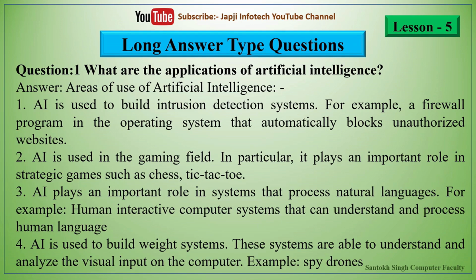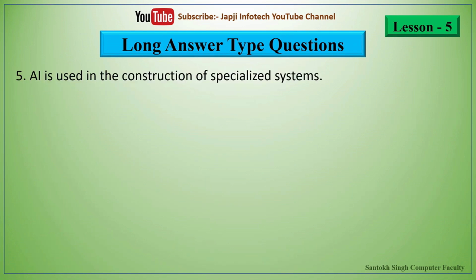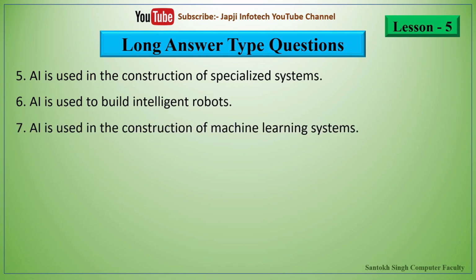And third, AI plays an important role in systems that process natural languages. For example, human interactive computer systems that can understand and process human language. Fourth, AI is used to build vision systems. These systems are able to understand and analyze visual input on the computer. For example, a spy drone. The fifth one is, AI is used in the construction of specialized systems. Sixth, artificial intelligence is used to build intelligent robots. Seventh, AI is used in the construction of machine learning systems.